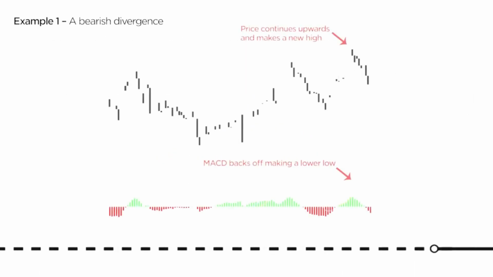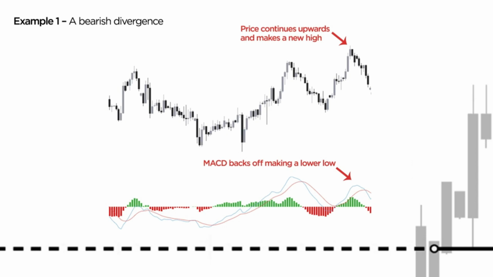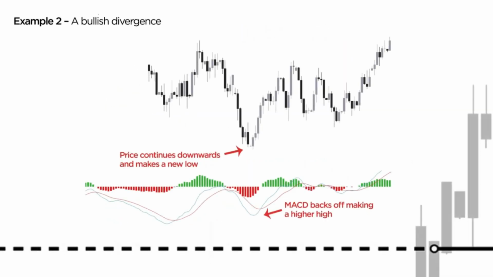So let's look at an example. Here we can see that the MACD indicator is beginning to back off, slow down and head downwards, whereas price is continuing to make new highs and head upwards. This is a divergence, and this suggests that price may be topping, or in other words, price may be about to begin also backing off before moving downwards. Let's look at another example. Here we can see that the MACD indicator is beginning to back off, slow down and head upwards, whereas price is continuing to make new lows and head downwards. Again, this is a divergence, and this suggests that price may be bottoming, or in other words, price may be about to begin also backing off before moving upwards.